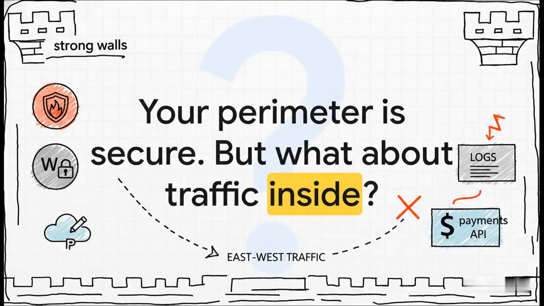Look, you've done the work. You have the firewalls, the WAFs, maybe even private endpoints. Your fortress has these massive walls. But what happens when somebody's inside? What's to stop a compromised logging service from sniffing around and trying to hit your super-sensitive payments API? That right there, that's the east-west traffic problem, and honestly, it's a huge blind spot in a lot of architectures.